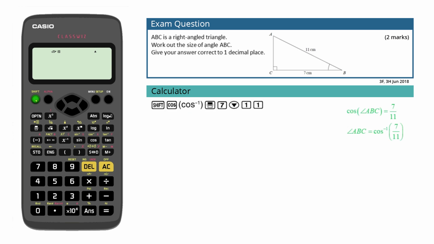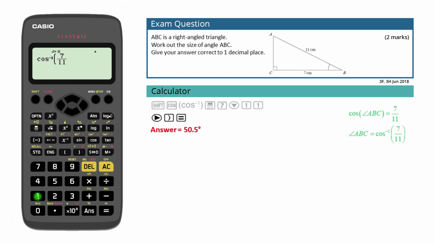Press Shift, cos for inverse cos, and then press the fraction button to enter 7 for the numerator, press the down cursor and enter 11 in the denominator. Now exit the fraction with the right cursor and then we can close the bracket. Press equals and the answer is 50.5 degrees. Finally, don't forget to round as that's what the question is asking.